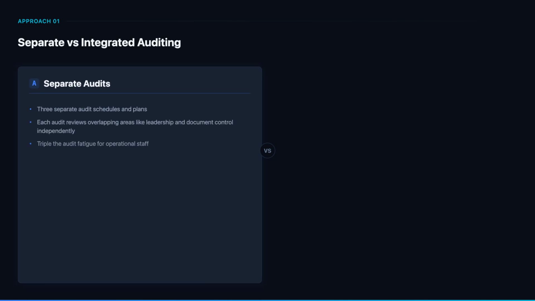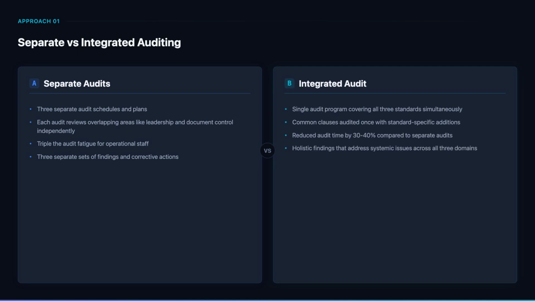Conducting separate audits for each standard means maintaining 3 audit programs, 3 schedules, and 3 sets of plans. Each audit independently reviews overlapping areas like leadership commitment, document control, competence, and internal communication. This creates triple the disruption for operational staff and generates 3 separate sets of findings that may address the same underlying issues. An integrated audit covers all 3 standards in a single program.